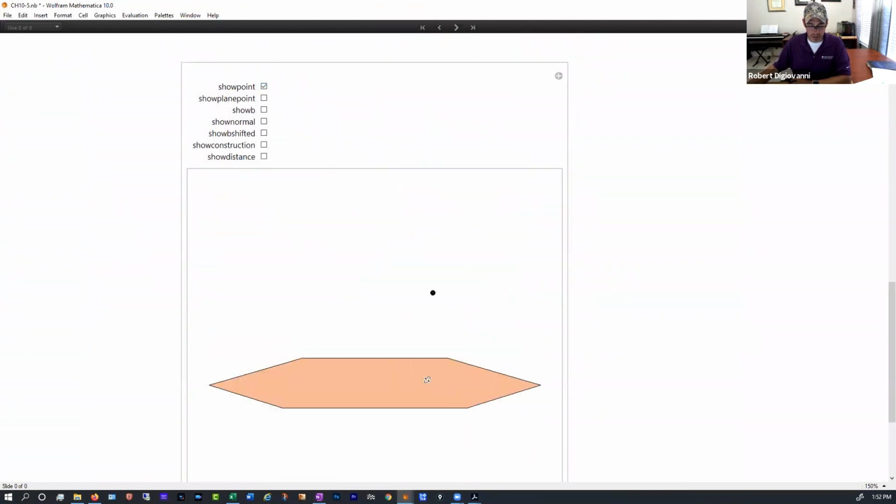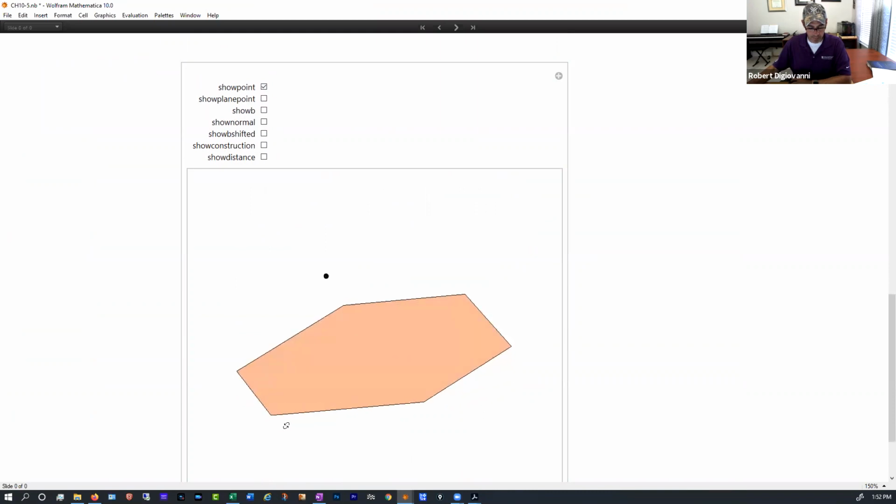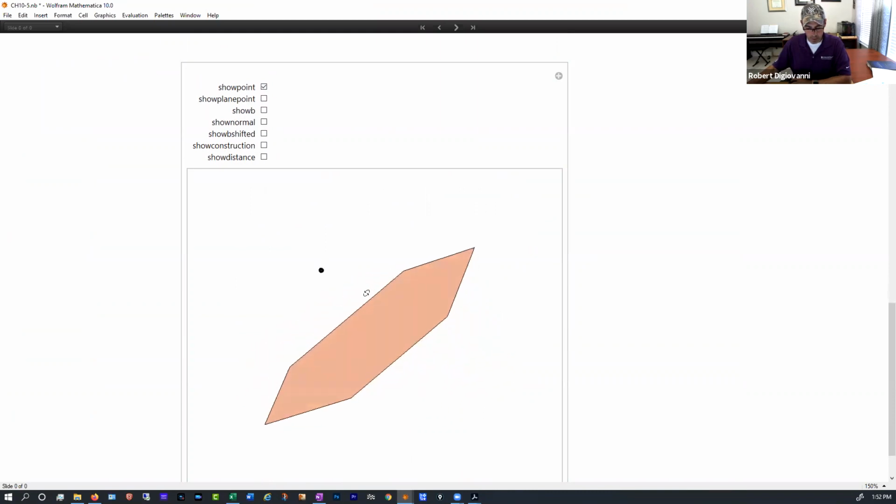So here it is. Here's the plane, here's the point. Okay, so I'm going to fix a plane in space here. I can't tell where I am. There we go. We've got this plane sitting in three-dimensional space, and we've got a point sitting in three-dimensional space. And our goal is to find the shortest distance between that point and that plane.